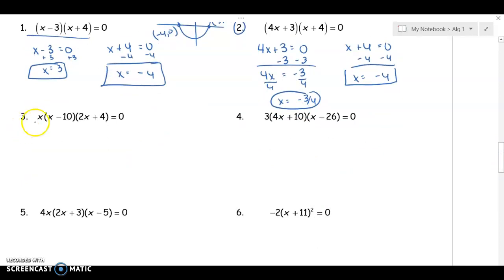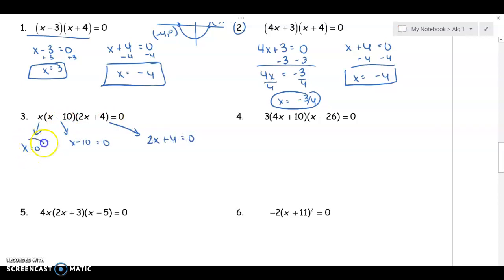All right, number 3, you'll notice it's a little bit weird. We have (x minus 10) times (2x plus 4), but then we also have an x out here. Anything that's being multiplied together has to be set equal to 0. So we're going to set x equal to 0. We're going to set this x minus 10 equal to 0. And we're going to set this 2x plus 4 equal to 0. And then we're going to solve all of them.